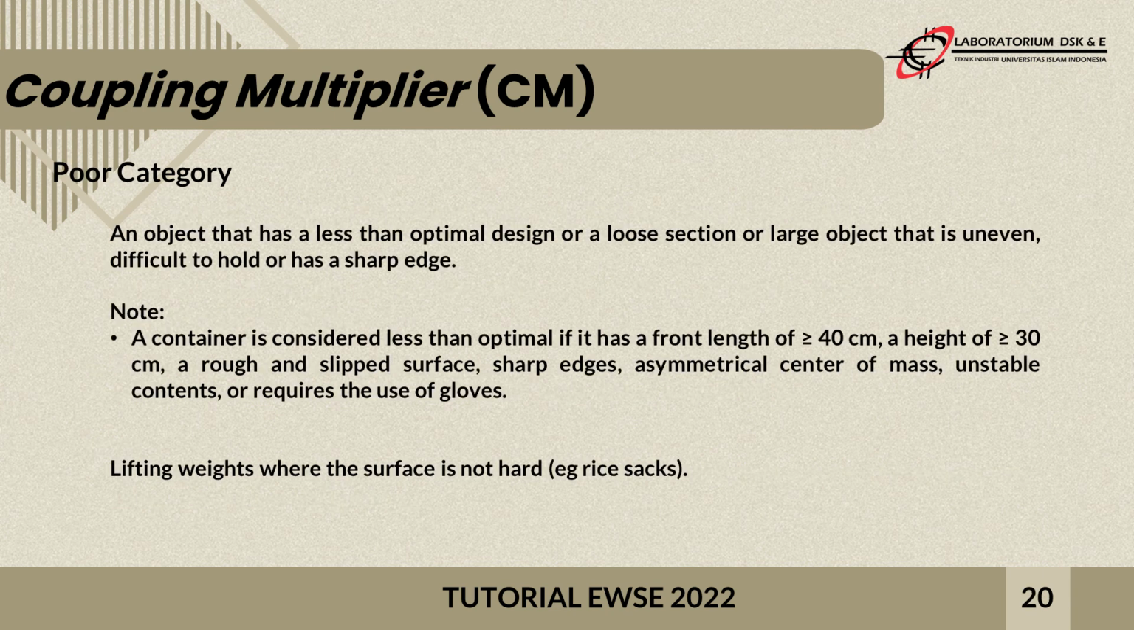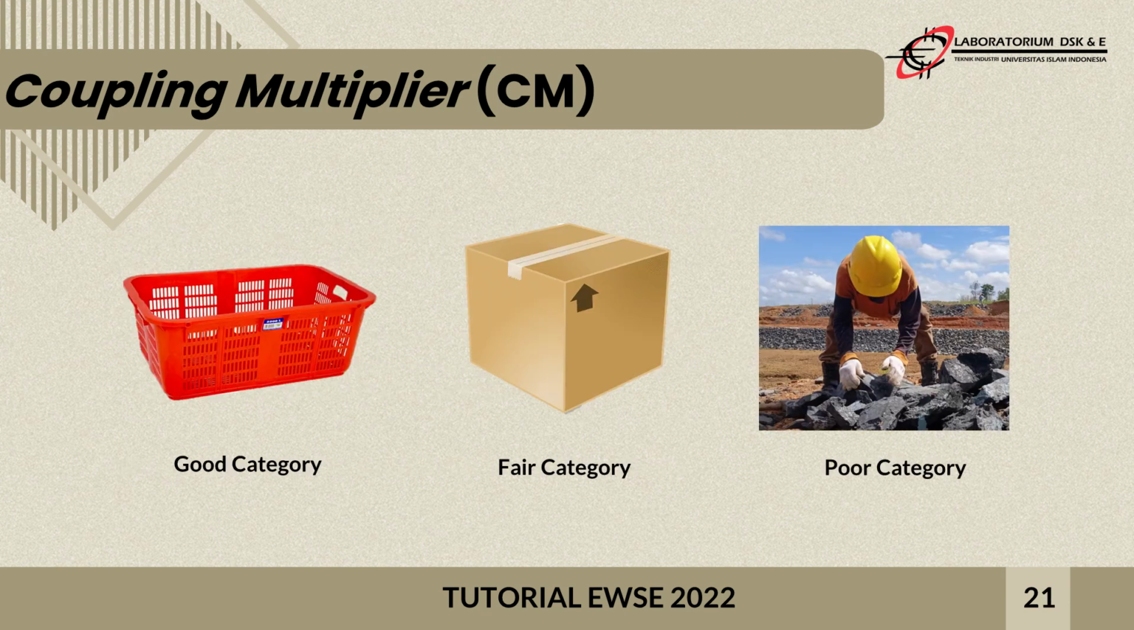And the poor category is an object that has a less than optimal design or a loose section, or a large object that is uneven, difficult to hold, or has a sharp edge. A container is considered less than optimal if it has a front length of more than 40 cm, a height of more than 30 cm, a rough and slippery surface, sharp edge, asymmetrical center of mass, and unstable content, and or requires the use of gloves. And here are 3 example objects in 3 categories of coupling multiplier.